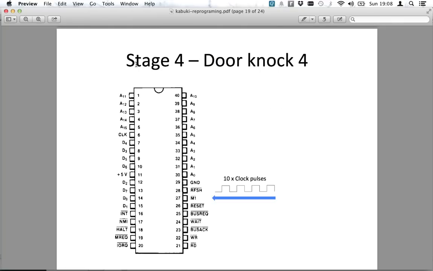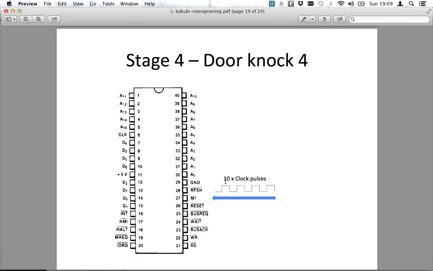Now, stage 4, this is the final door knock. Actually, I've put here 4, but this is not door knock 4, sorry for this, it's door knock 2. It's basically simpler, but again, it's obfuscated, and you need to understand exactly what to do by decomposing the CPU and fully reverse engineering all of the different layers. And basically, it's as easy as inputting 10 clock pulses in M1. So you get to M1, you do high, low, high, low, high, low, high, low, 10 times, that's it.